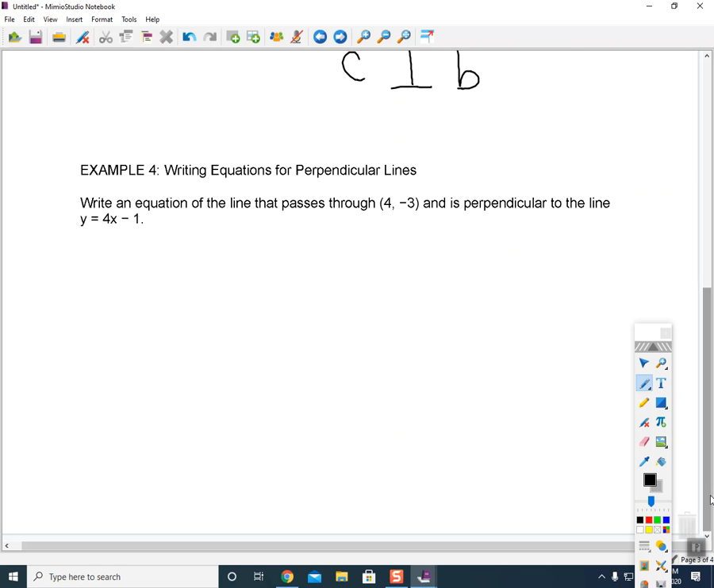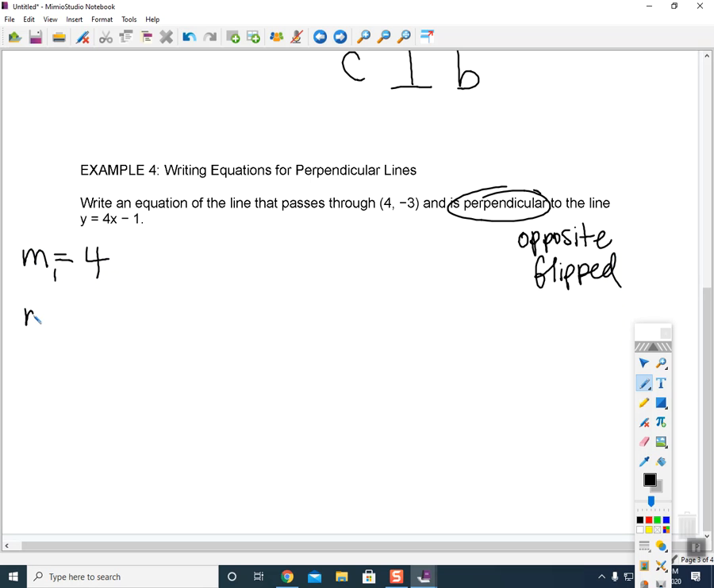We've done parallel lines, now we're going to look at perpendicular lines. Perpendicular means that I'm going to need the opposite and flipped version of the slope that I'm dealing with. So the slope of my first equation, y equals 4x plus 1, is just 4. So that means the slope of my second line needs to be opposite and flipped. So opposite would be negative 4, flipped would be a negative 1/4. And then the point that I want to work with is 4, negative 3. So my x value is going to be 4, and my y value is negative 3.